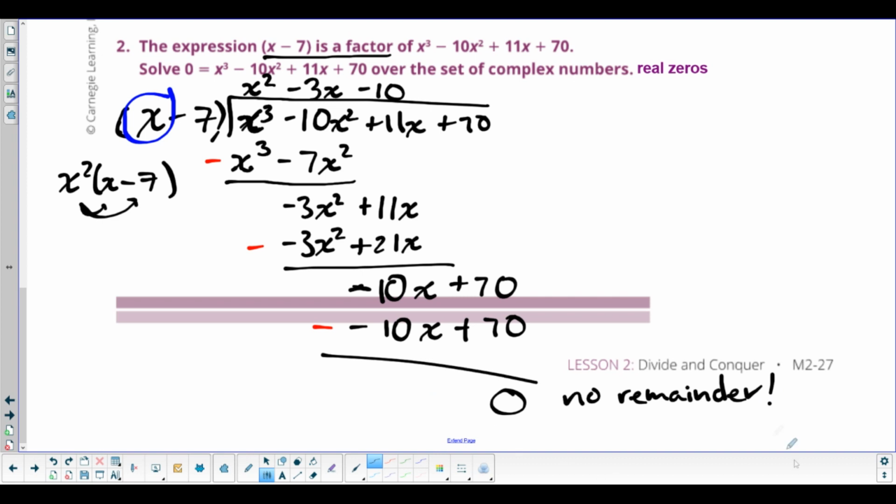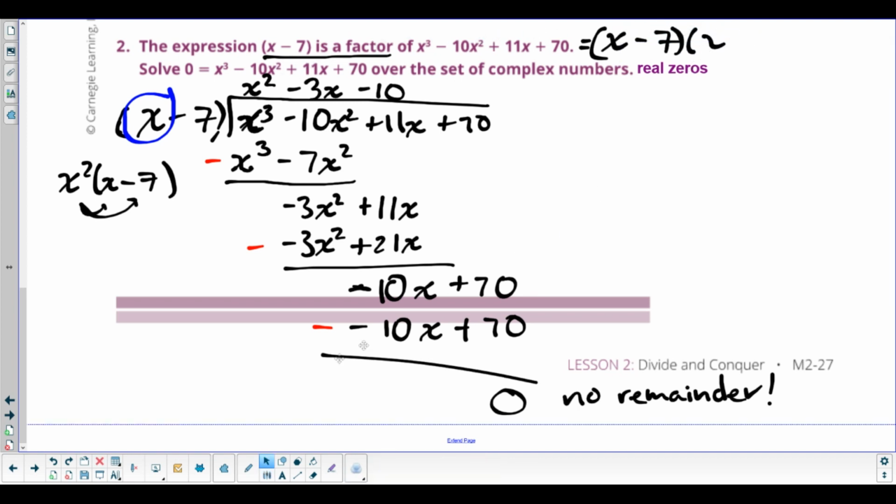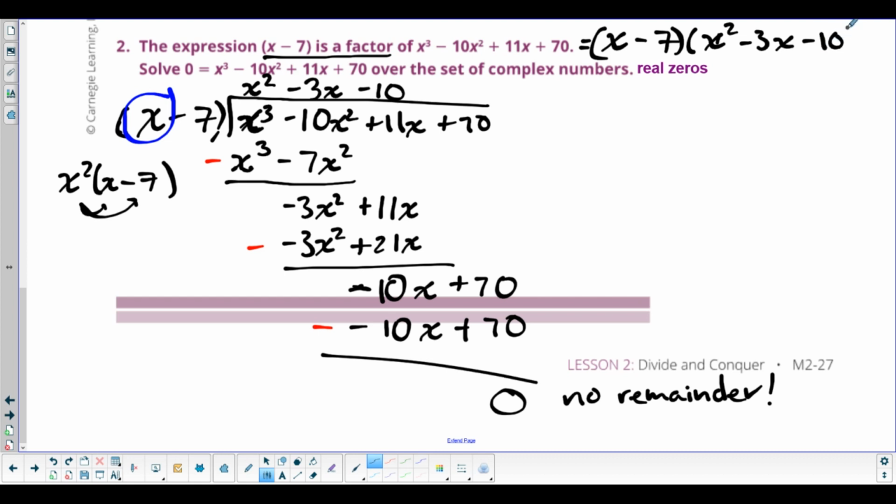We have no remainder, which means that we can write this polynomial as the thing I'm dividing by, x minus 7, my divisor, times my quotient, which is x squared minus 3x minus 10. Okay. And now they want us to find all the zeros. We know one of them is x minus 7. Let's see if there are more hidden within this.